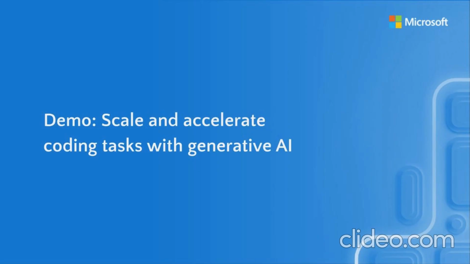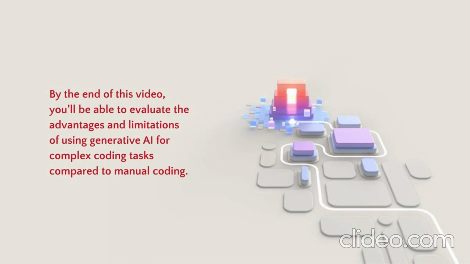Welcome back. In this video, we'll go beyond traditional coding practices and witness how AI, specifically tools like Copilot, can significantly accelerate development, handle large volumes of data more efficiently, and assist with complex tasks. We'll look at real-world examples of how generative AI is being used to speed up workflows, boost productivity, and allow developers to achieve more in less time. By the end of this video, you'll be able to evaluate the advantages and limitations of using generative AI for complex coding tasks compared to manual coding.